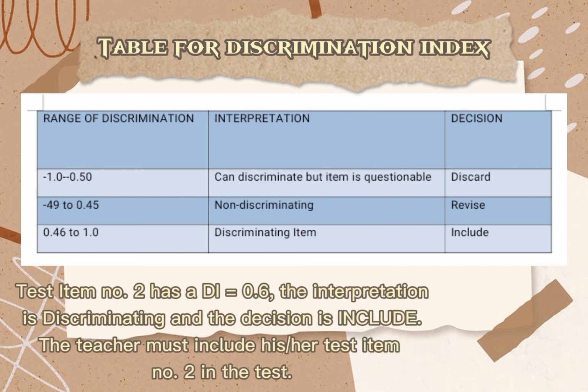Test item number 2 has a DI of 0.6. The interpretation is discriminating and the decision is include. So the teacher must include his or her test item number 2 in the test.